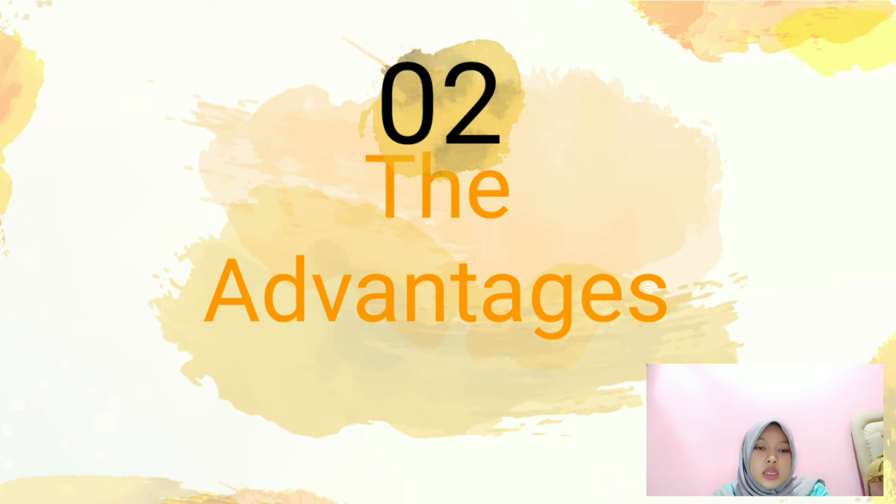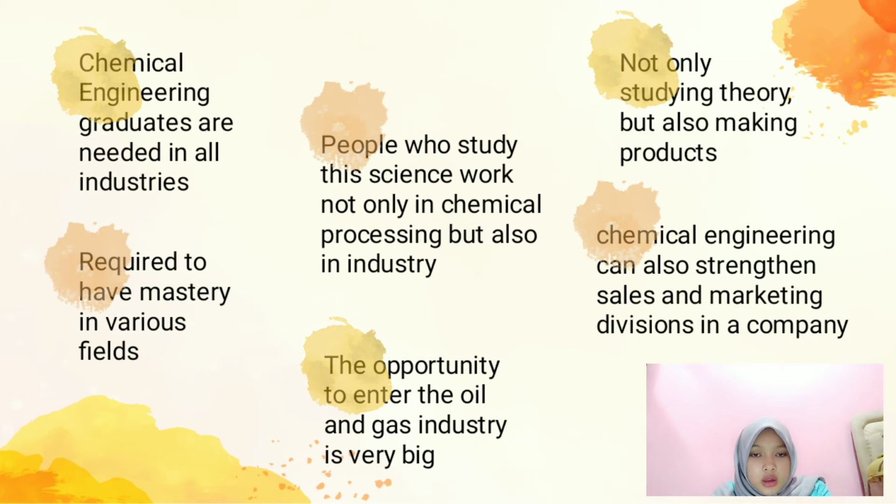Now, let's move to point 2 about the advantages of industrial chemical technology. The advantages are chemical engineering graduates are needed in all industry. People who study this science work not only in chemical processing but also in industry. Because as the understanding before, industrial chemistry itself is very focused on the industrial sector and chemical engineering graduates are needed in all industry.